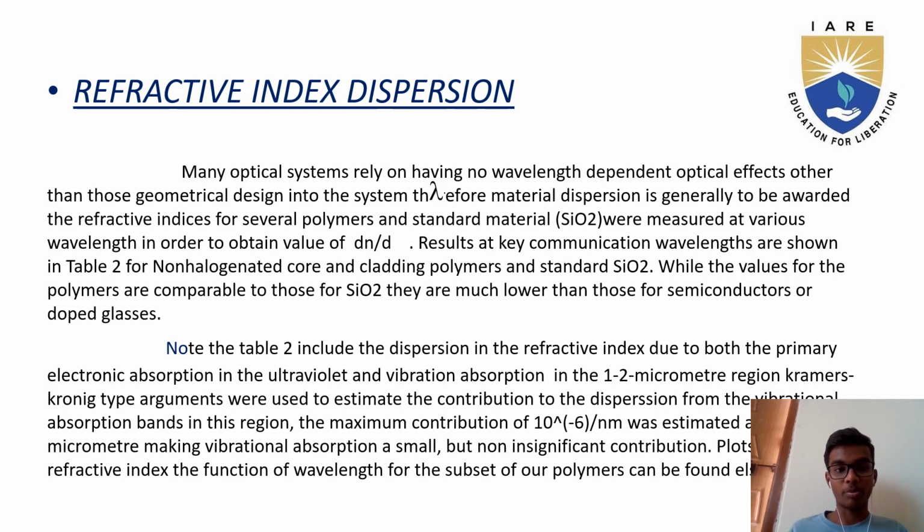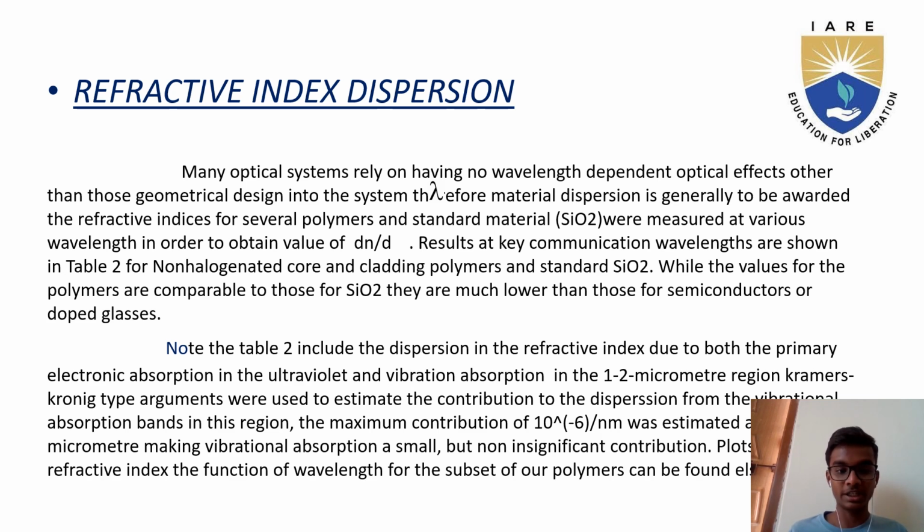Final and important property of polymers is refractive index dispersion. Many optical systems rely on having no wavelength dependent optical effects other than those geometrically designed into the system. Therefore, material dispersion is generally to be avoided.